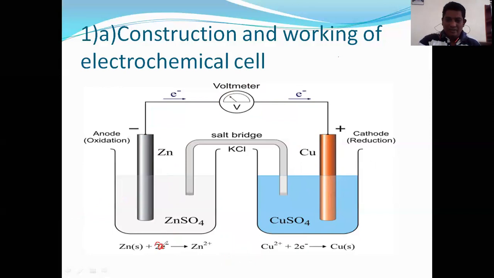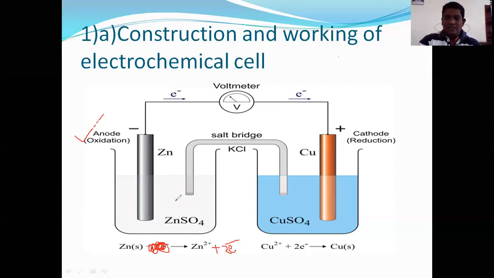Here, zinc is donating electrons, and zinc is in the solid state. This zinc donates electrons and converts into Zn2+. Repeating: Zn gives rise to Zn2+ plus 2 electrons. When the zinc rod is taken in the zinc sulfate, zinc undergoes an oxidation reaction, and this reaction we are calling the anodic reaction. Anodic reaction is always oxidation.